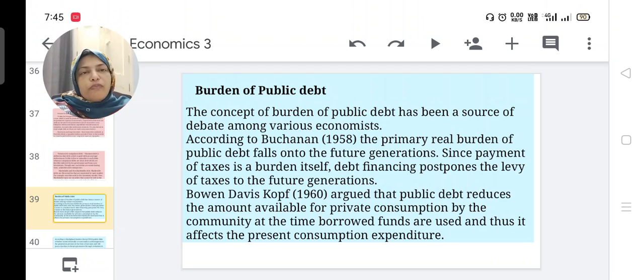Then some burden of the public debt to the government. What is the burden of public debt? The concept of burden of public debt has been a source of debate among various economists. According to Buchanan, in 1958, the primary real burden of public debt falls on the future generation. Since payment of tax is a burden itself, debt financing postpones the levy of tax to the future generation.